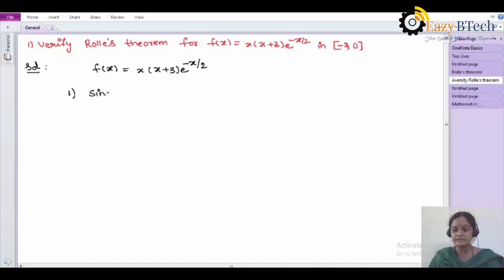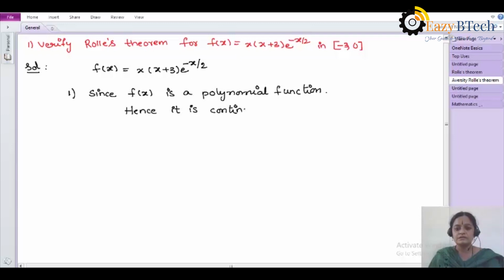Since f of x is a polynomial function times an exponential, hence it is continuous. It is continuous on the interval minus 3 comma 0. And coming to the second condition, what is the second condition?